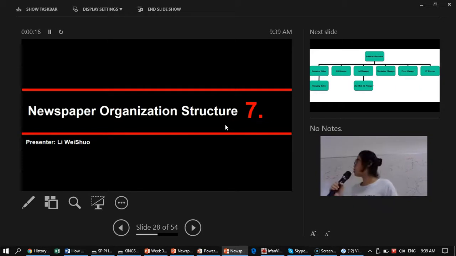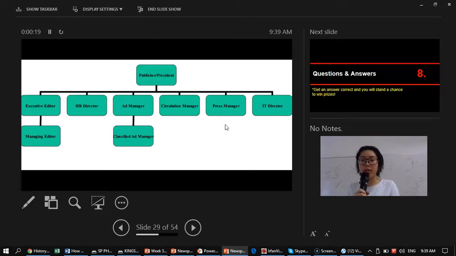Newspaper organization structure is divided into 3 levels. We can see the first level is publisher or president. The second level is executive editor, HR director, ad manager, circulation manager, press manager, IT director. The third level is managing editor, classified ad manager.